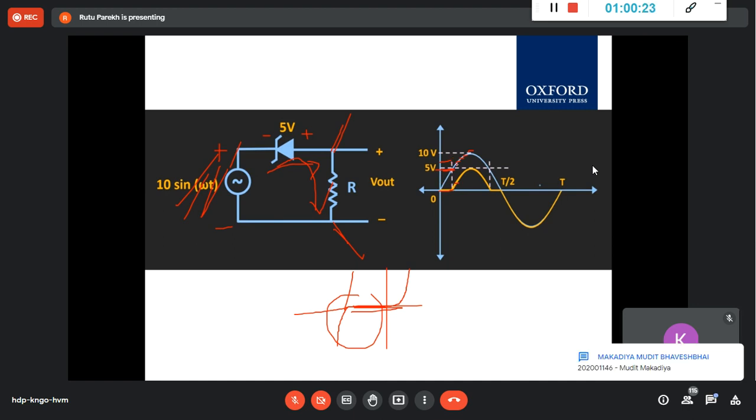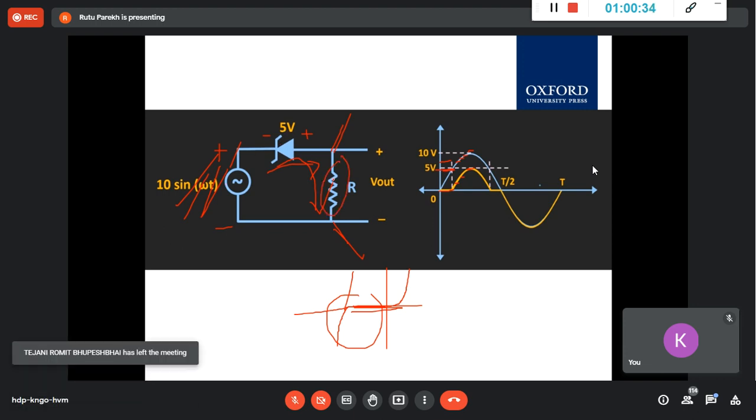Yeah, so for 10 volt input and 5 volt, your maximum output will be 5 volt. Right? So 10 minus 5, so 5 volt here, KVL, right? So it is following, but up to 5, it is 0. And after that, it is following your input, but it is always 5 volt less, because that's the drop here.